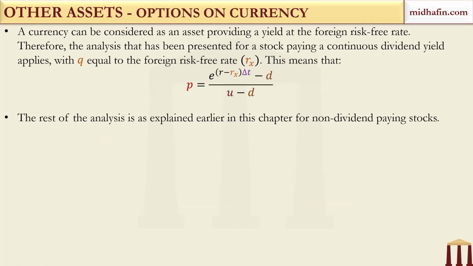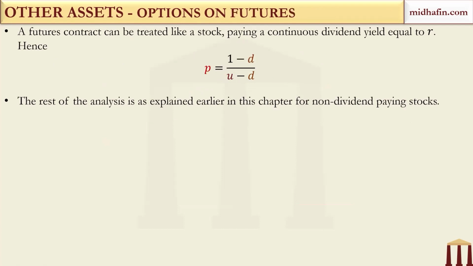Okay, for option on currency, foreign currency is considered as an asset which is providing an interest at the rate of foreign risk-free rate. So again, the probability formula changes as e raised to the power of (r minus rf). Now here the catch is you need to identify clearly what is the foreign currency. Next, you have option on futures. Now on futures, the probability formula is the easiest, 1 minus d divided by u minus d.